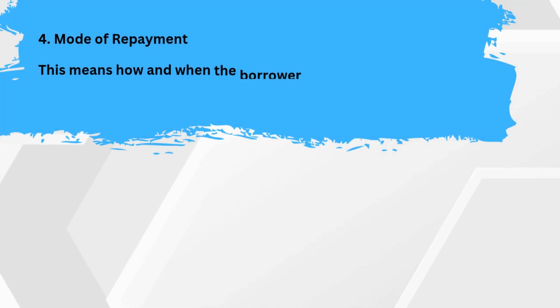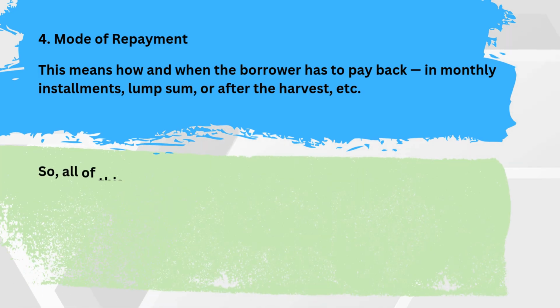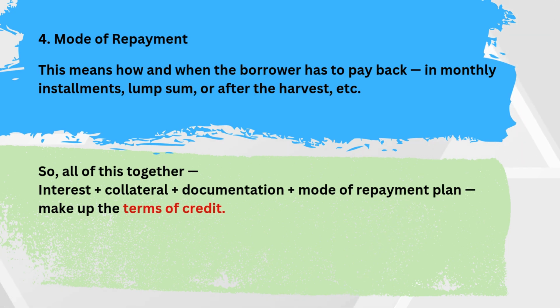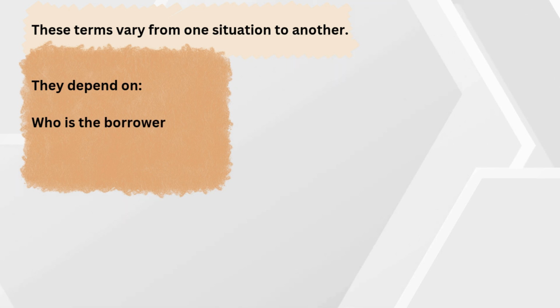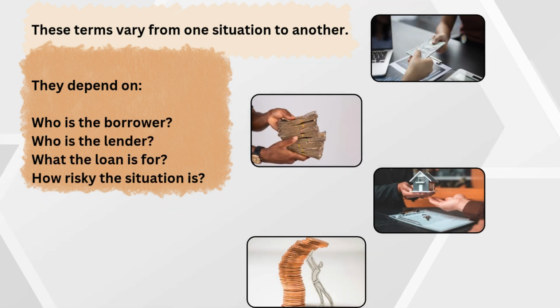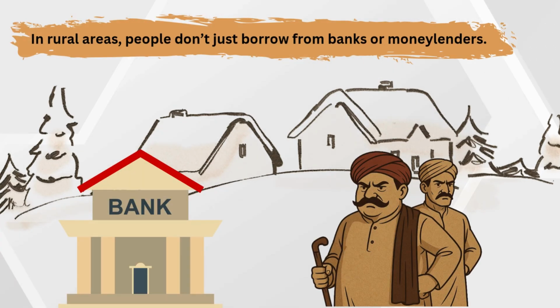Fourth would be mode of repayment. This means how and when the borrower has to pay back, in monthly installments, lump sum, or after the harvest, etc. So all of this together, interest, collateral, documentation, mode of repayment plan, make up the terms of credit. And here's the interesting part. These terms vary from one situation to another. They depend on who is the borrower, who is the lender, what the loan is for, and how risky the situation is.